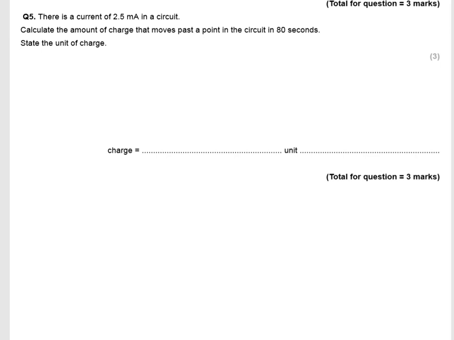Now this one we need to remember the equation again. So how do you remember? We have current, charge and time. Current is the rate of flow of charge, so we need to work it out for charge. Charge is equal to current multiplied by time.